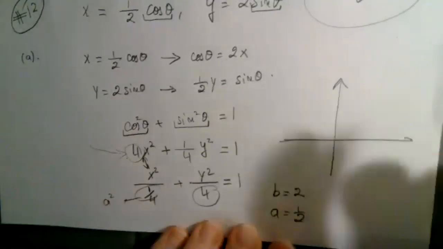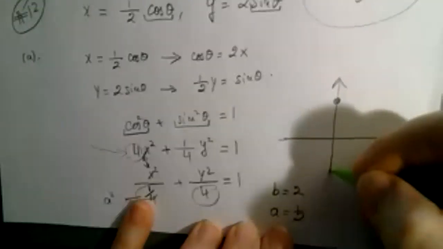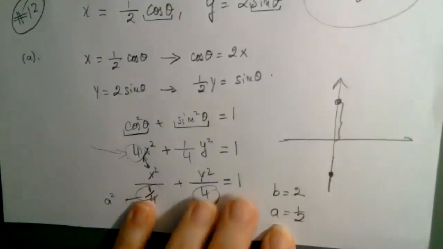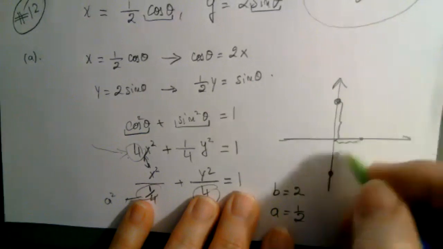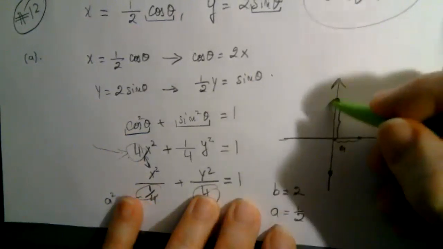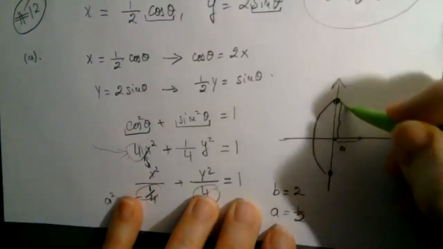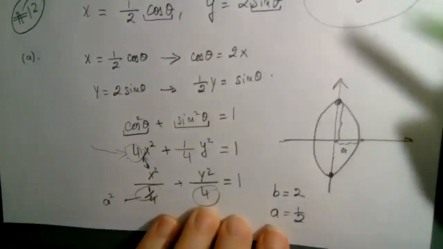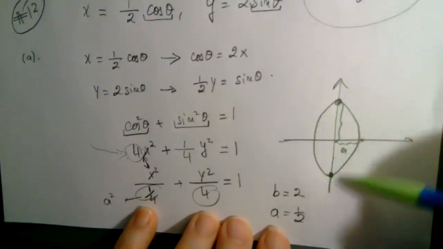So this tells me that, so we're going to draw it. That's the b. That's the a. And the object is moving along here. So that's the path. That's one way to think about it. The path is the ellipse.